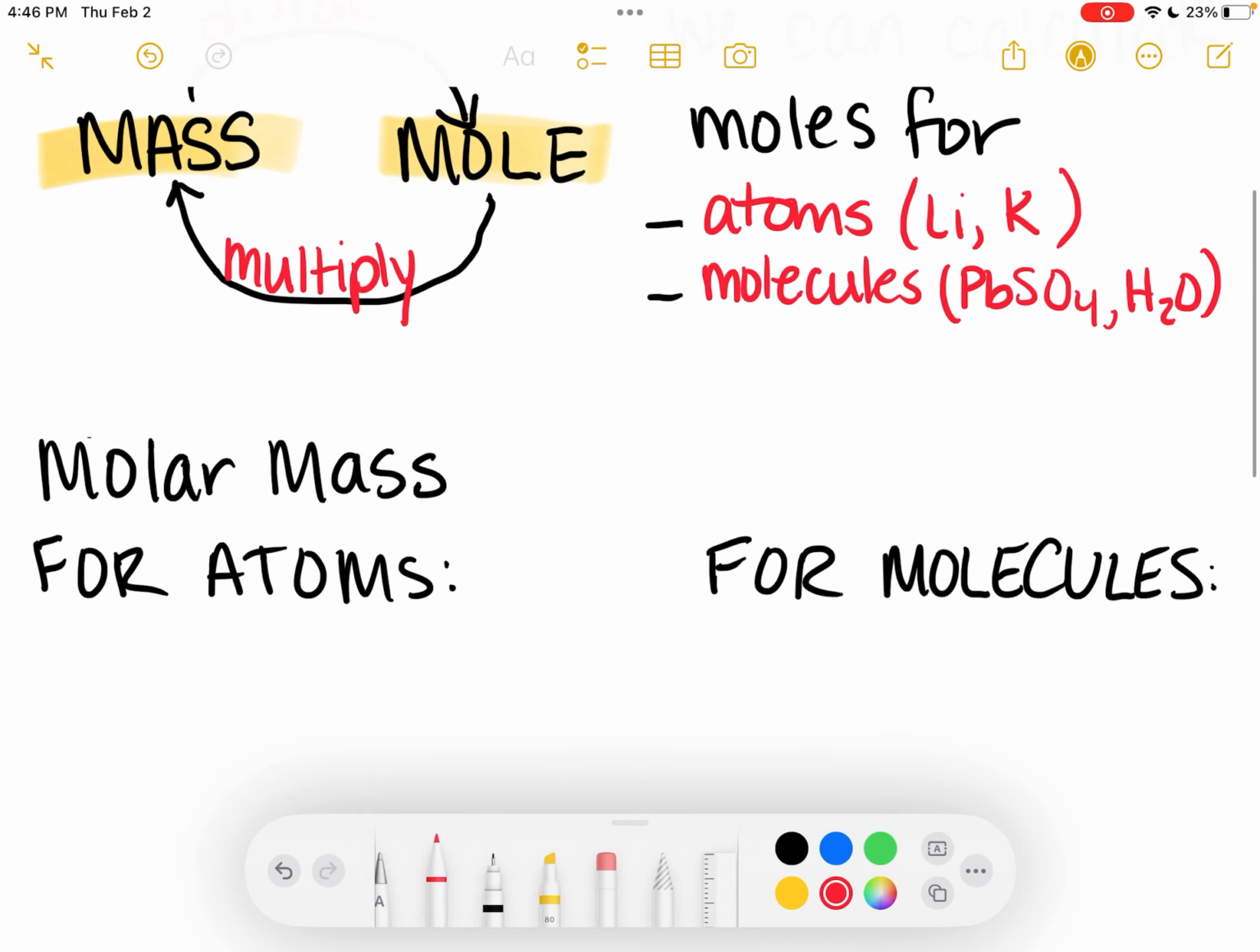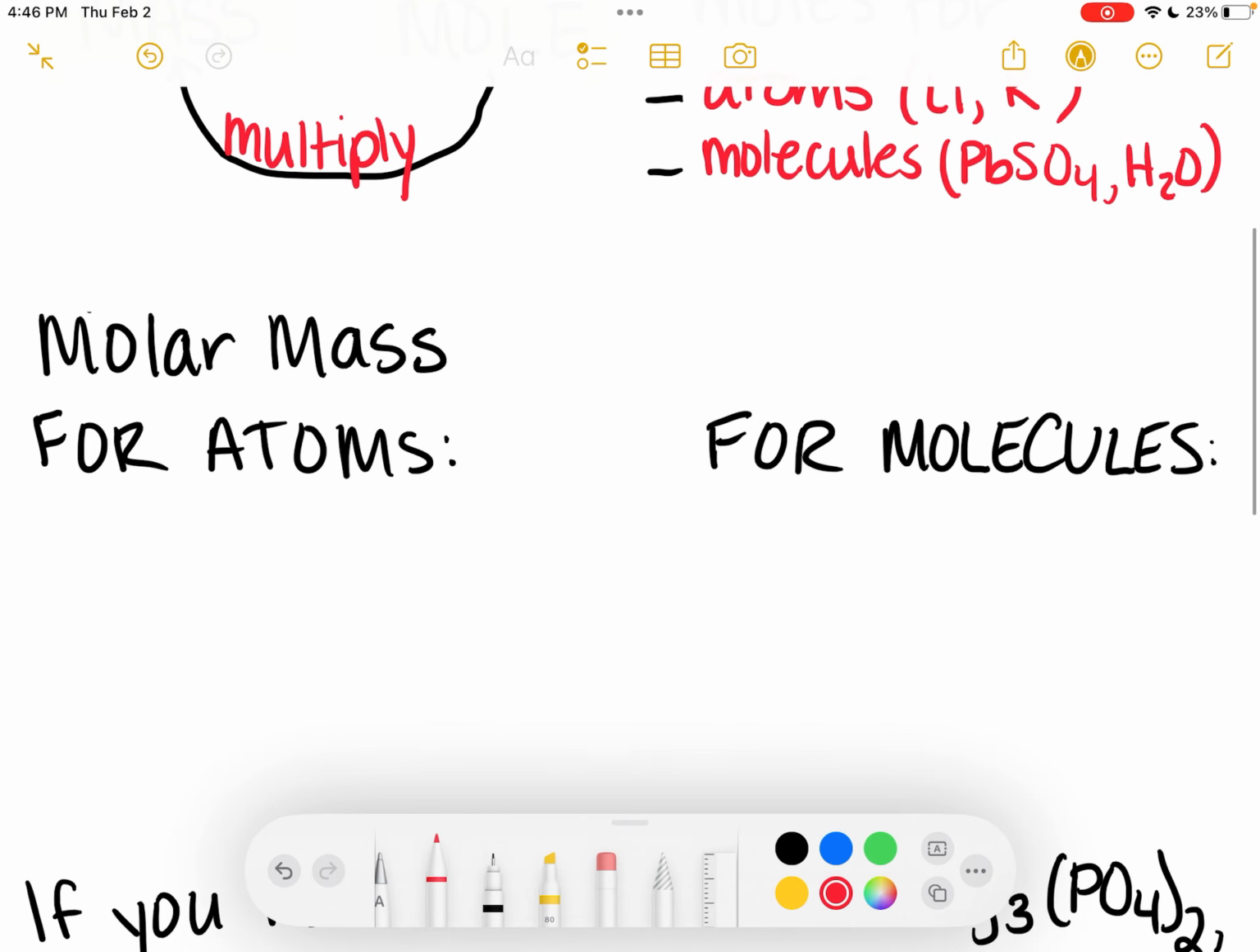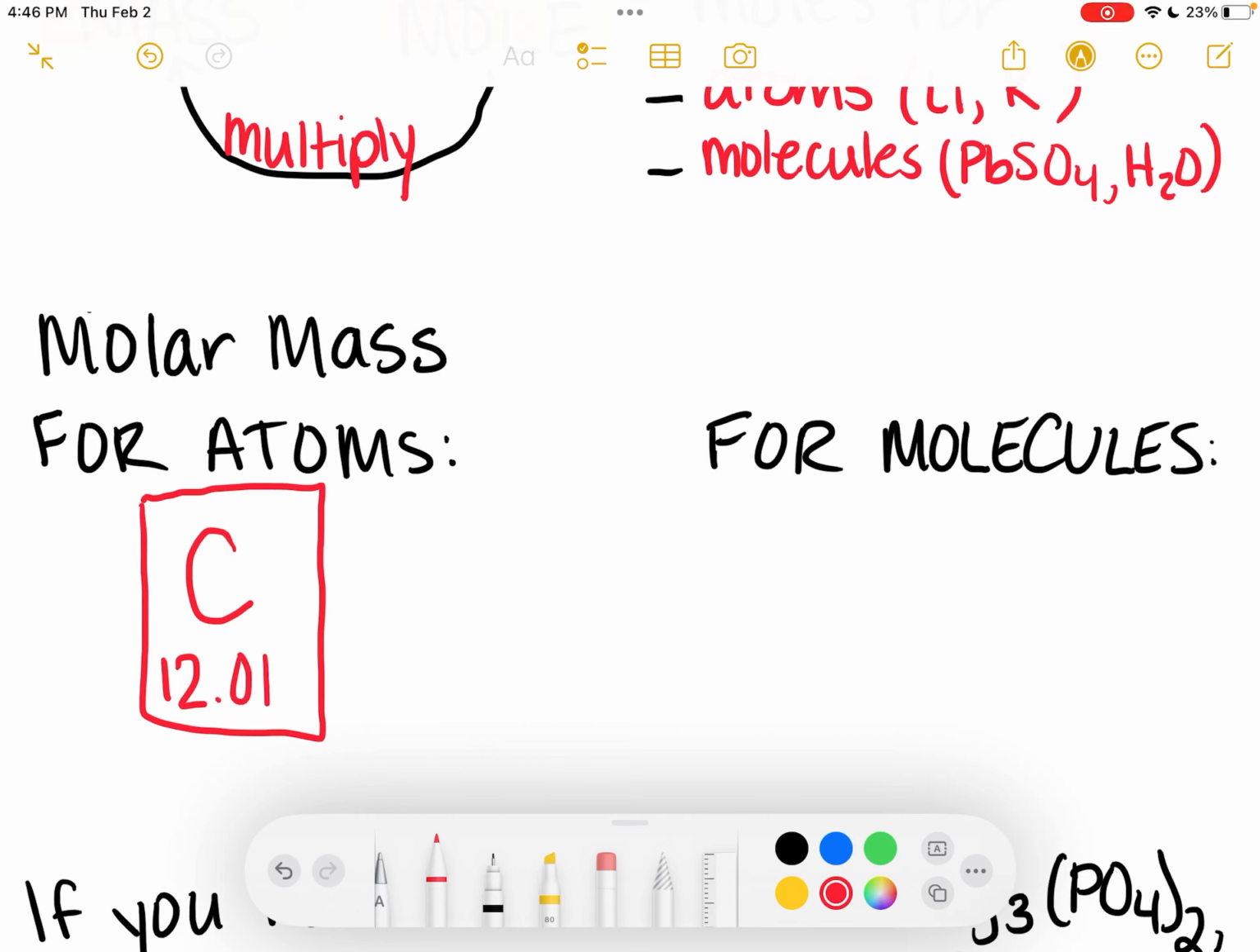Now, I said molar mass. What is molar mass? Well, the molar mass for atoms, if you're looking at the periodic table, is just the number at the bottom. So for carbon, the molar mass is 12.011 grams. So you would just use that to help you with your calculations. For molecules, you're going to have to do a calculation to get the molar mass.